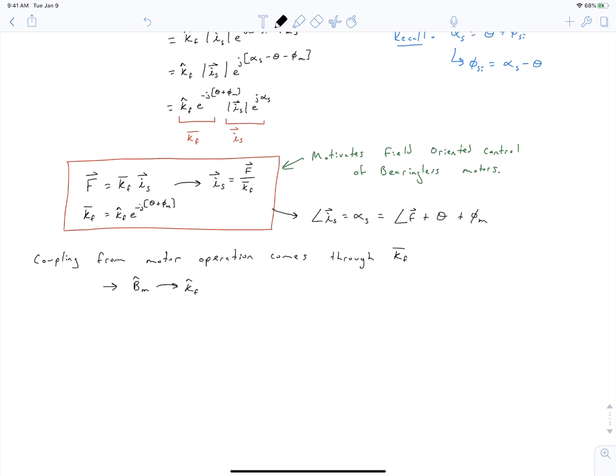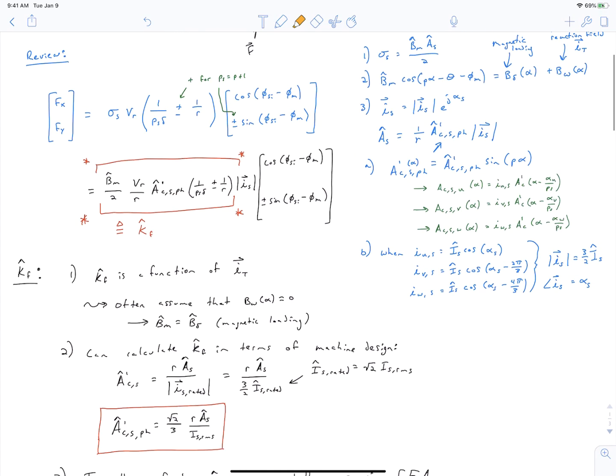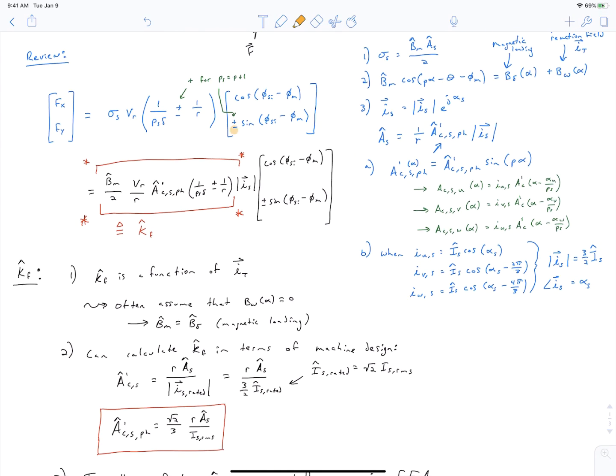So our armature reaction field modifies Bm hat, which changes the magnitude of our force per current gain. And the location of our armature field modifies the angle of Kf, which impacts the angle calculations right here, or right here. So all this was for the P+1 motor case. We'll now do the same thing, but for the P-1 case. So that is, we'll have a negative sign.